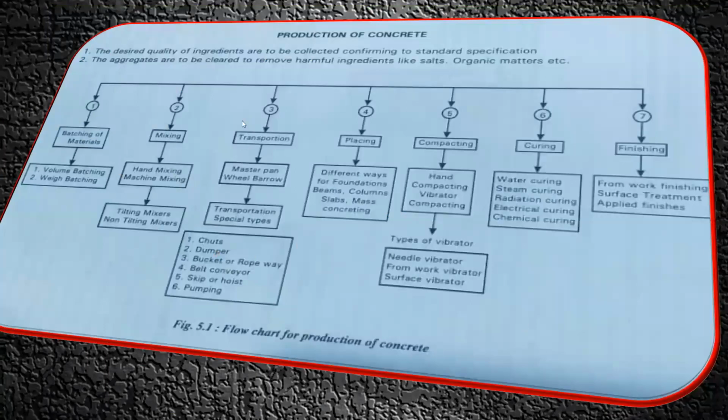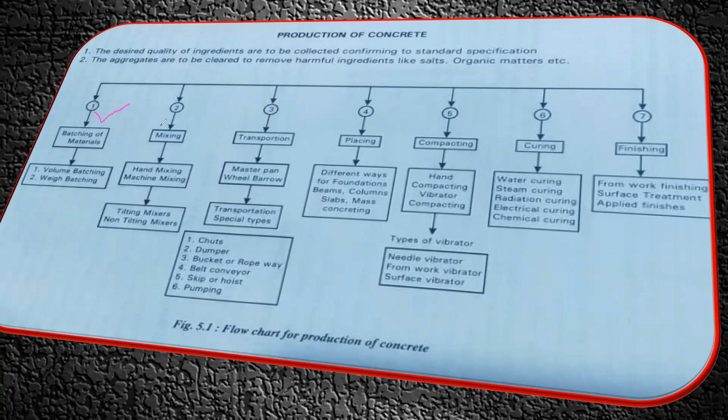Coming to the production of the concrete again, with the help of this flow chart. First, as we have seen, we have to do the batching of materials, right? How much amount of cement you have to take, how much amount of sand you have to take, how much amount of coarse aggregate, how much amount of water you have to take. That is the first step, which is called batching of materials.